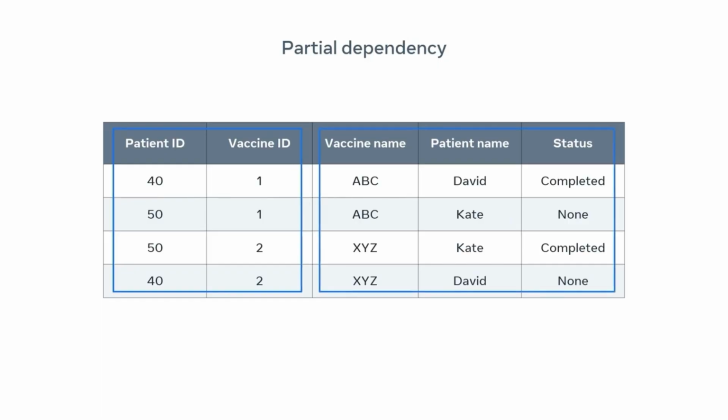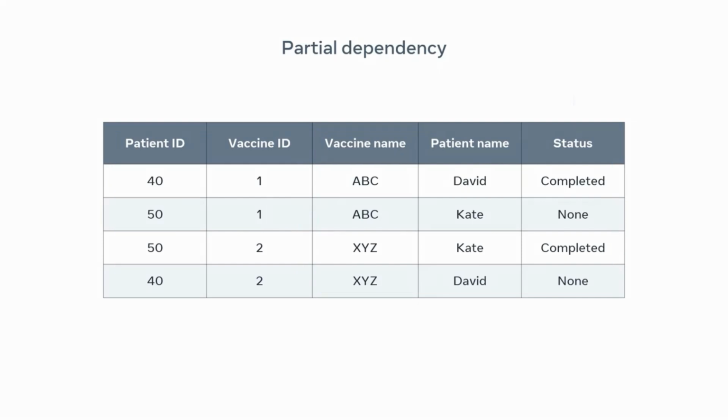Next, let's look at how to upgrade this table to 2NF. First, I need to make all non-key columns dependent on all components of the primary key. So, I identify the entities included in the vaccination table. In this instance, there are three entities: vaccination status, as represented by the status column, vaccine, which is the vaccine ID and vaccine name columns, and patient, represented by the patient name and patient ID columns.